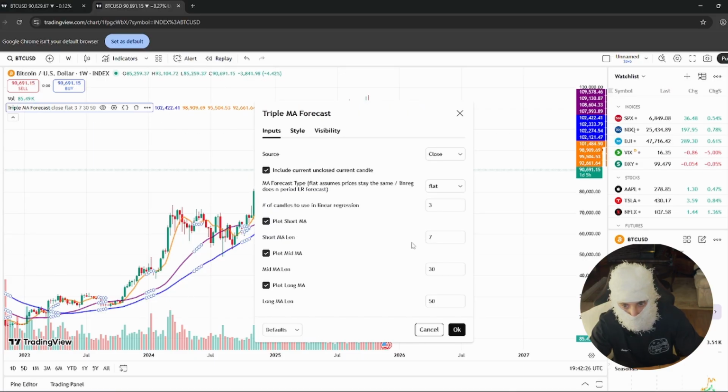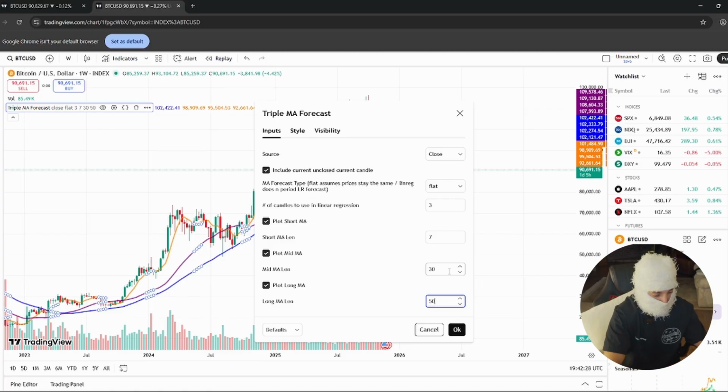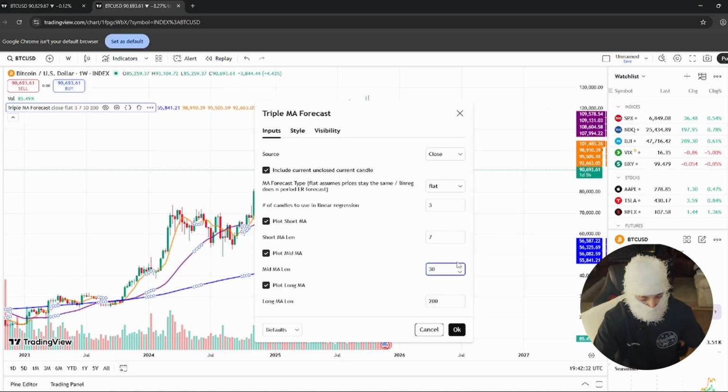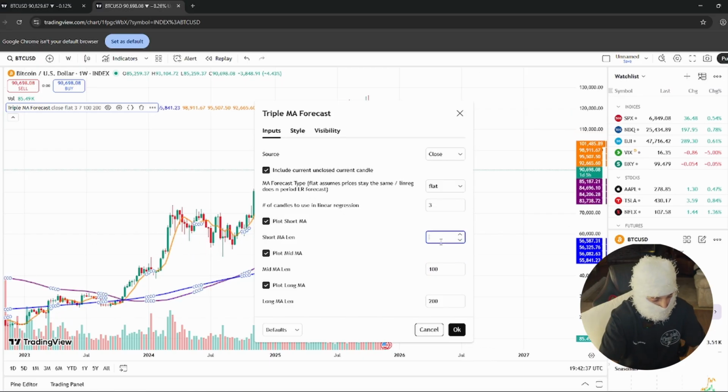It's like the settings. You're going to put on the long MA, you're going to put 200. On here, the mid MA, you're going to put 100. And short, you're gonna put 50.